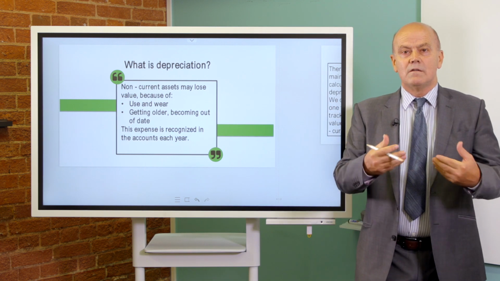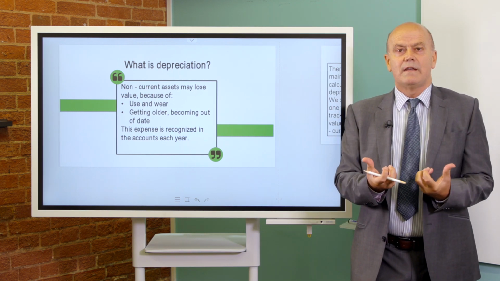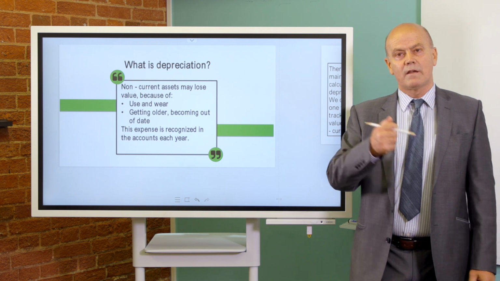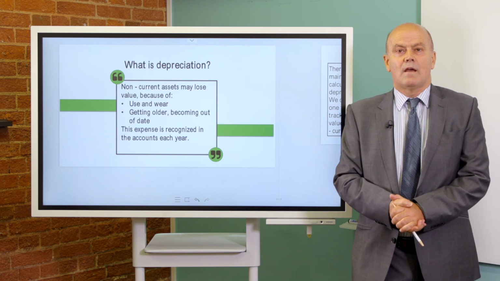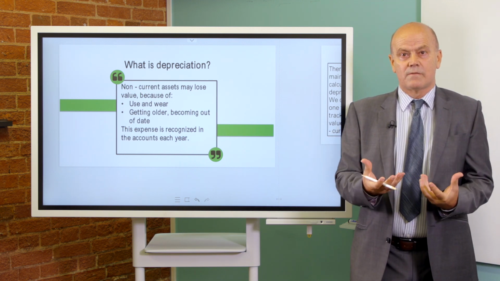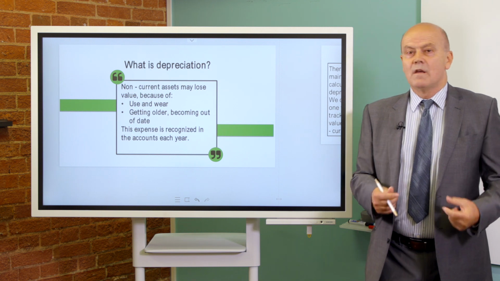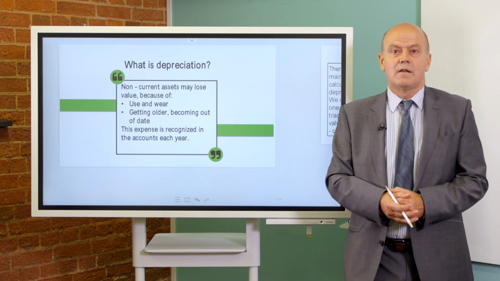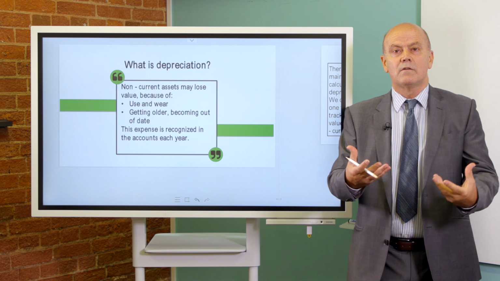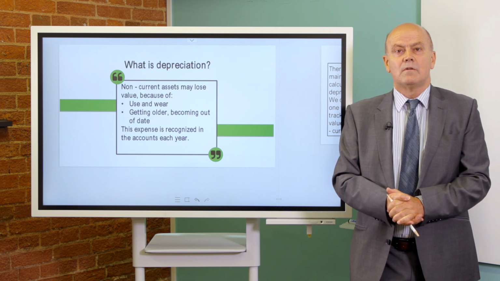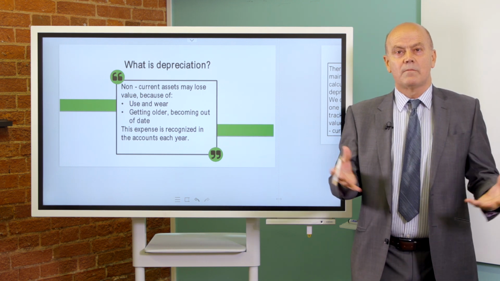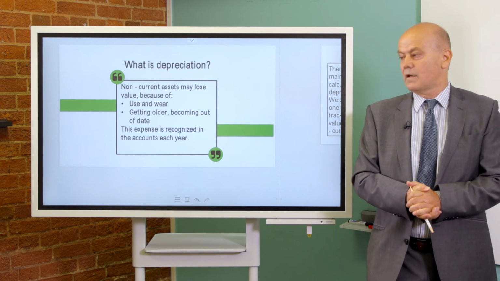And what we need to do then in a set of accounts for any business is to actually recognize that cost because it's quite a major cost for most companies. So what we'll do in this clip is actually go through, do a quick example and try and explain how depreciation is calculated. So let's go on to this next slide.